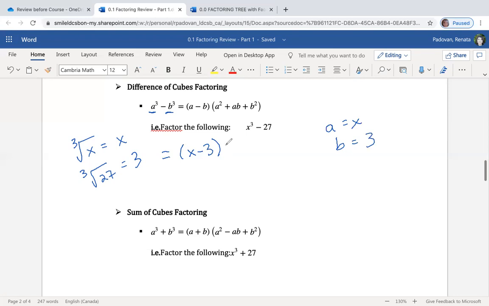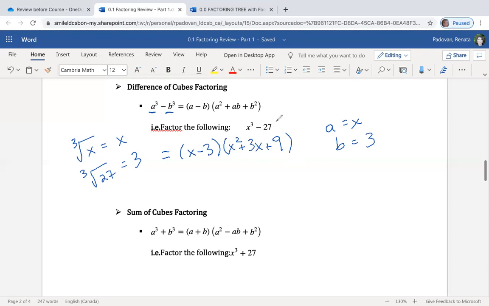And then beside that, I would write a squared, meaning x squared. The last term is b squared, meaning 3 squared. Well, I don't have to write 3 squared. I can just go ahead and put 9, 3 times 3. And they're all positive signs here, right? And then in the middle is a times b, so 3x. So that's x minus 3 as the binomial. And then the trinomial is x squared plus 3x plus 9.